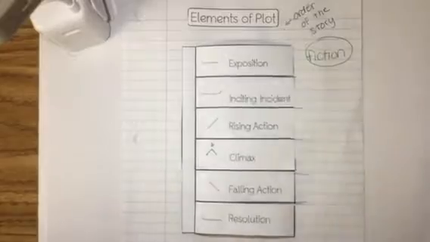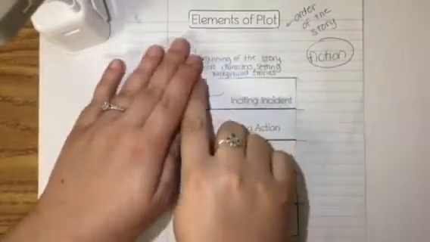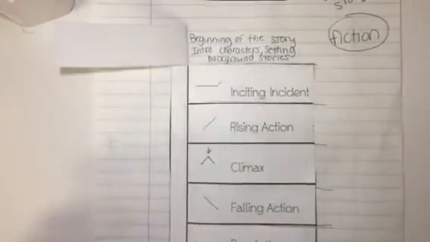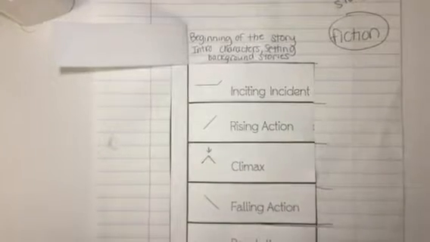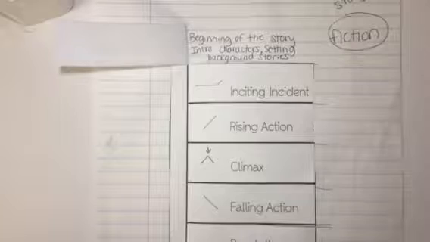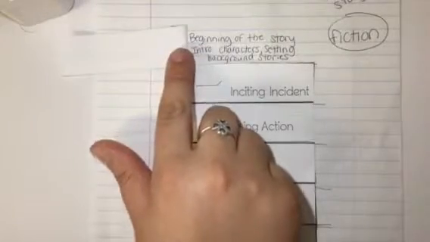The first element of plot is the exposition. So if you fold your tab up right here, I have some notes written in here that you can go ahead and do as well, and I'm going to zoom you in so that you can see that a little bit better. So the exposition is the beginning of the story. It's usually the introduction, and the introduction always introduces the characters, the setting, and if there are any background stories that we need to know about the characters. So go ahead and make sure that you have these notes written in under the flap for exposition.